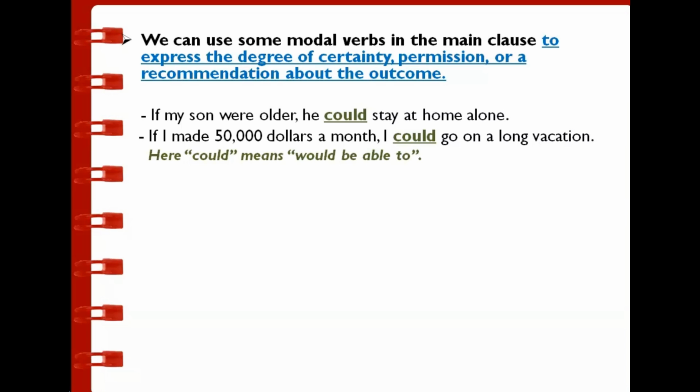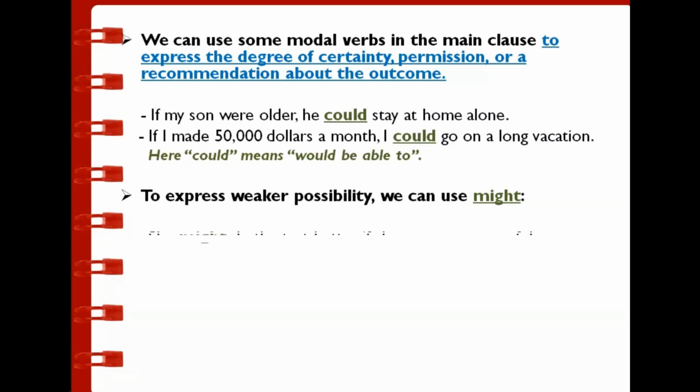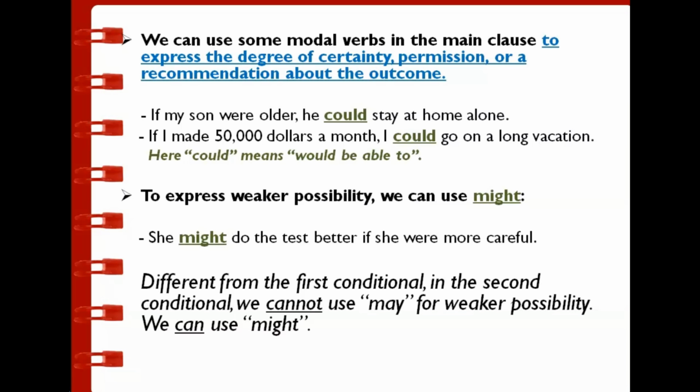To express weaker possibility, we can use might. She might do the test better if she were more careful. Now, you too must be very careful here because different from the first conditional, in the second conditional, we can't use may for weaker possibility. We can only use might.